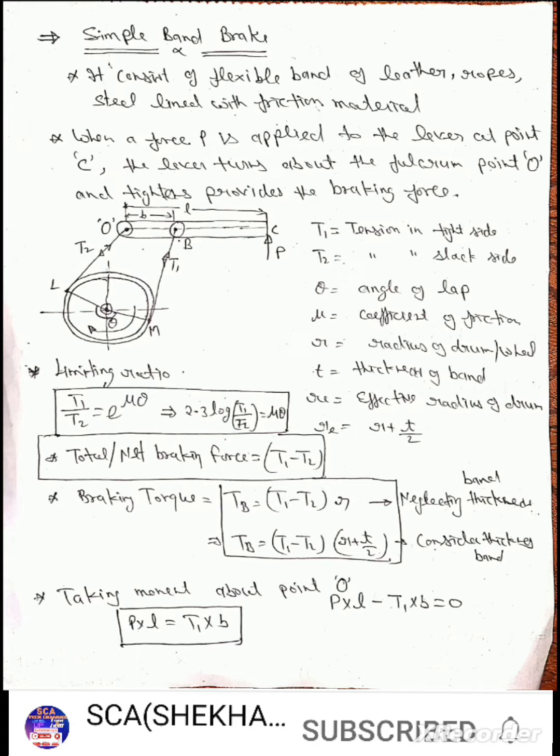Now case number 1, when the wheel rotates in the clockwise direction. We assumed neglecting the obliquity effects, so T1 and T2 are perpendicular to the lever.